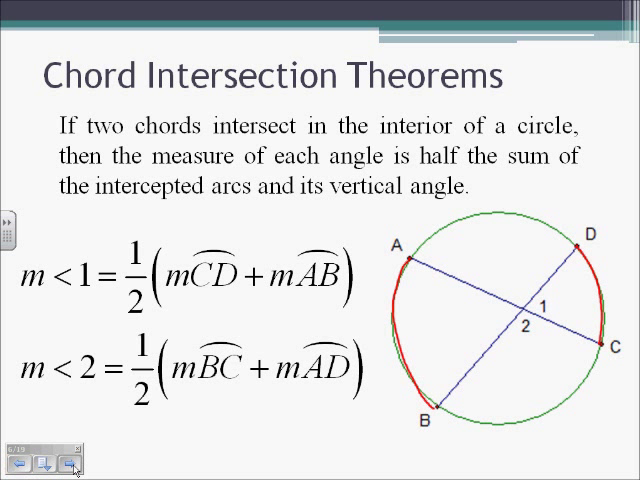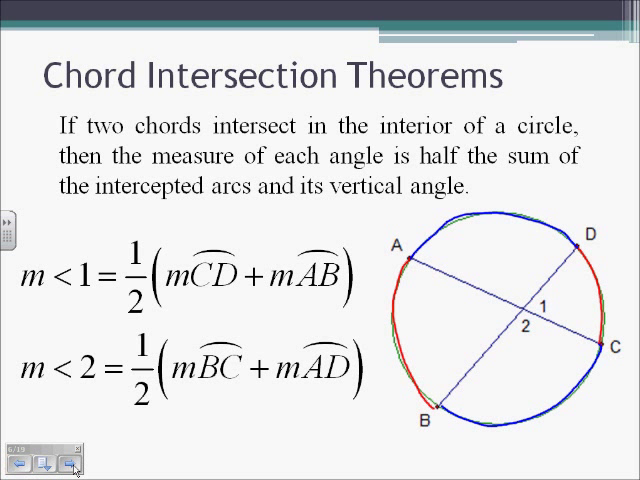Same thing with the measure of angle 2 here. The intercepted arcs from 2 are going to be CB, and its vertical angle intercepts the arc AD. We add those two arcs together, multiply by half, and that's going to be the angle 2 there.